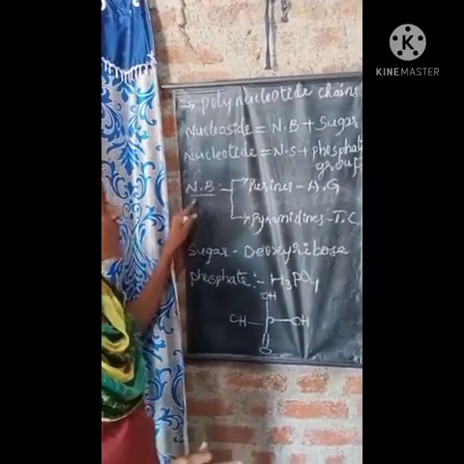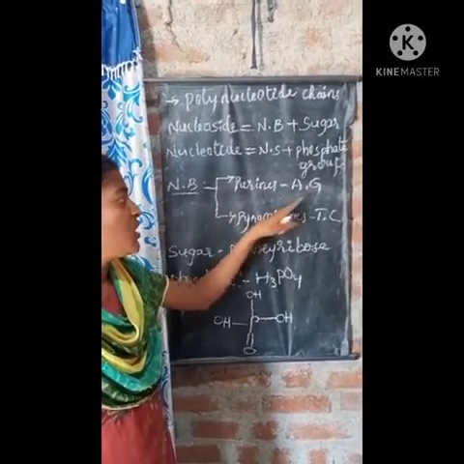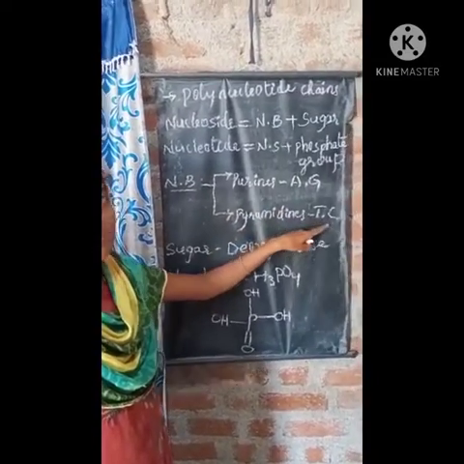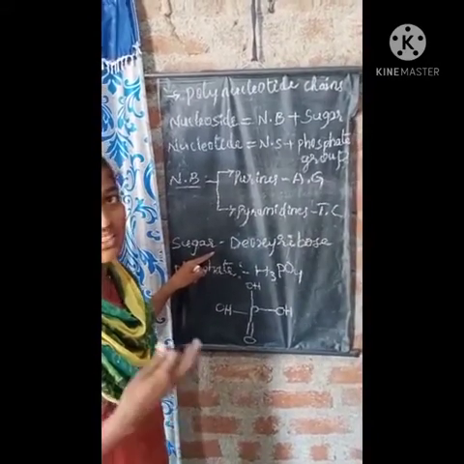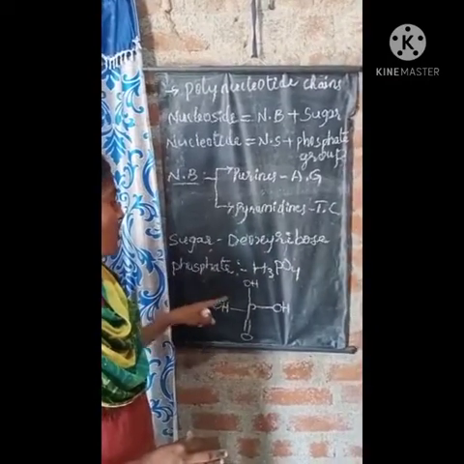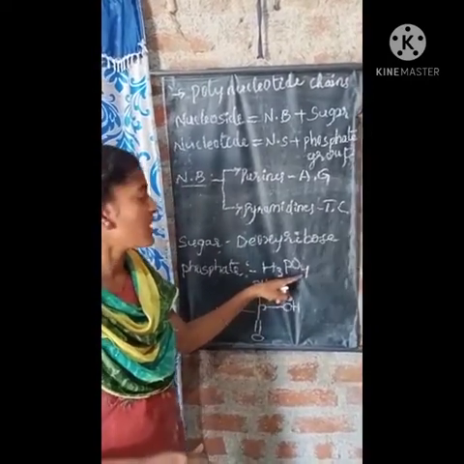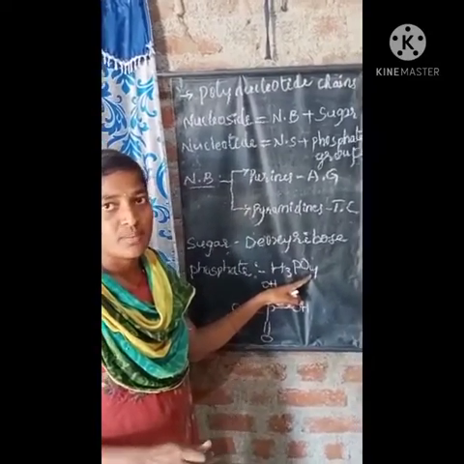Nitrogen bases are of two types. They are purines and pyrimidines. Purines are adenine and guanine. Pyrimidines are thymine and cytosine. Next, sugars. The sugar present in DNA is deoxyribose, and the phosphate is H3PO4. The valency of H3PO4 is 5.